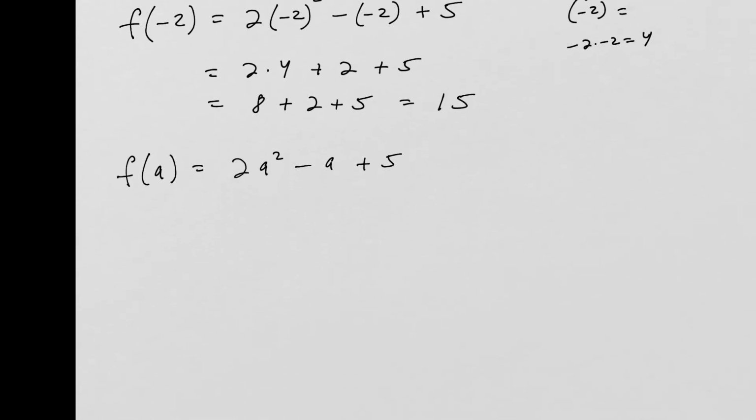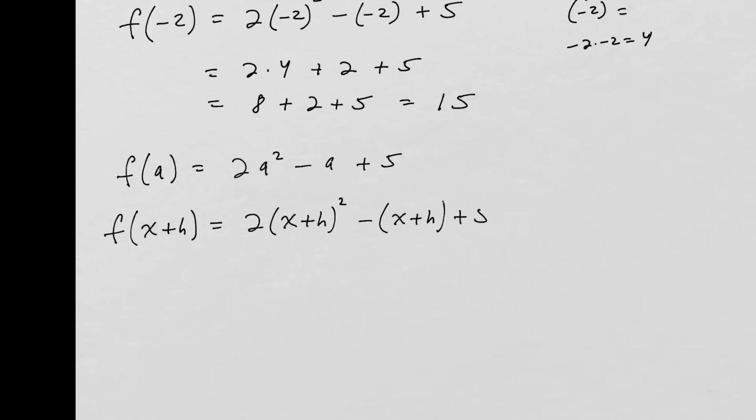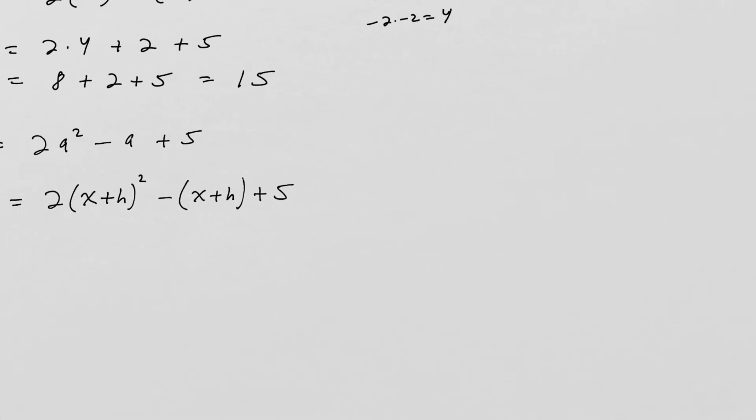And then finally, what about f of x plus h? So same thing. Wherever I have an x, I'm going to stick in x plus h. So I have (x plus h) squared minus (x plus h) plus 5. And then we can expand this out, right? So let me do it on the side over here. What is (x plus h) squared? I need to do this term first, right? Remember, that's equal to (x plus h) times itself.